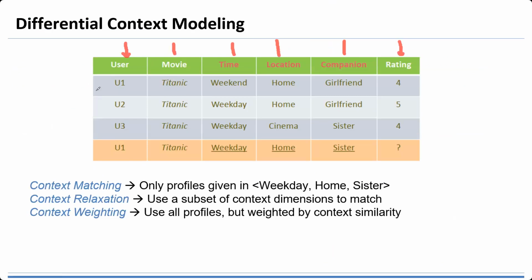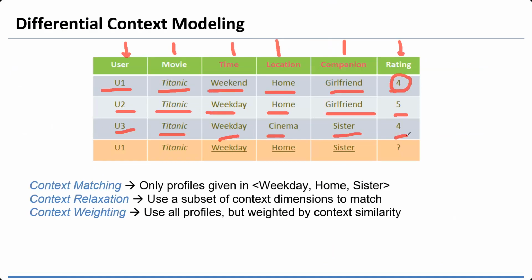So user 1, he or she watched Titanic, and he watched the movie on weekend at home and with his girlfriend. The rating he gave to the movie is 4. User 2 watched the Titanic, weekday, home, girlfriend. He gave the rating 5. User 3 was Titanic, weekday, cinema, sister, and he gave the rating 4.